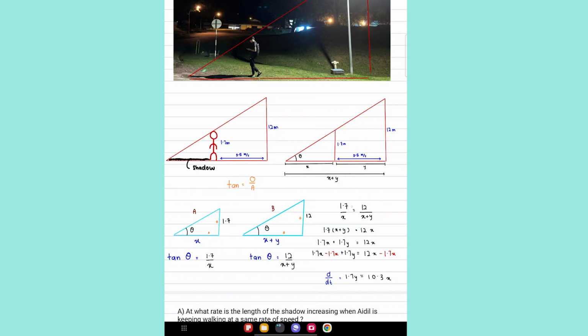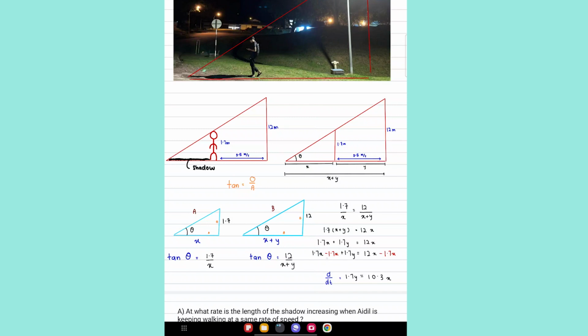Then here we can do cross multiplication. Here 1.7 times x plus y and 12 times x, and it will look like this: 1.7 times x plus y equals 12x. 1.7 here can be expanded to x and y, and it should look like this: 1.7x plus 1.7y equals 12x.